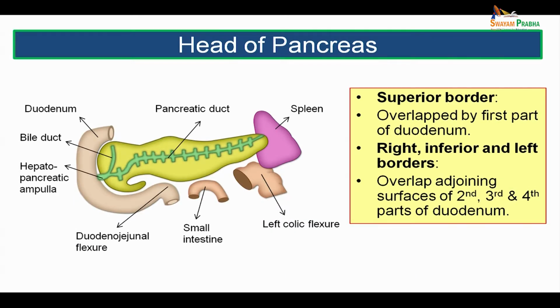The borders. The superior border of the head of pancreas is overlapped by the first part of duodenum. The right, inferior and left borders are related to or overlapped by adjoining surfaces of the second, third and fourth parts of the duodenum.